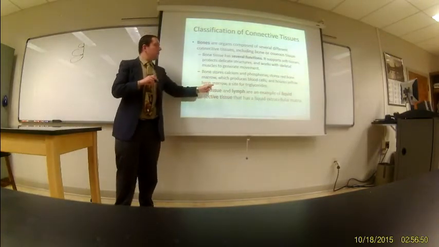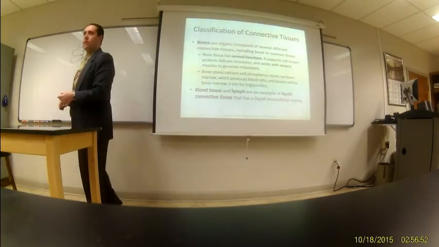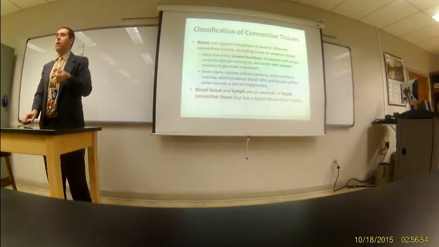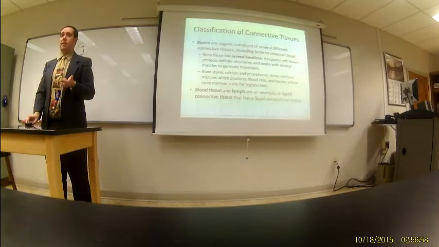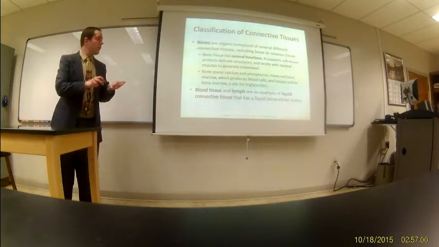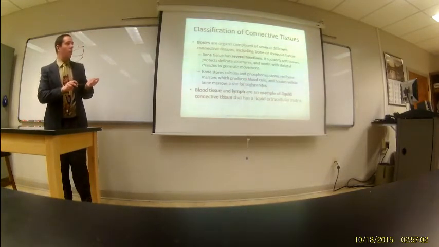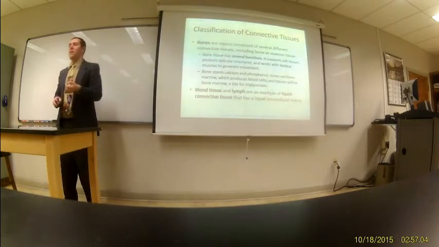Inside of our bones is our bone marrow. The bone marrow is where our blood cells are made. Our white blood cells, our red blood cells. And we also have something called yellow bone marrow, which is an extra site for fat storage.